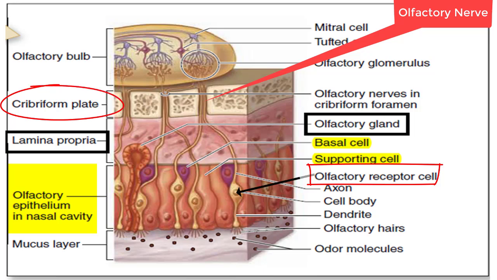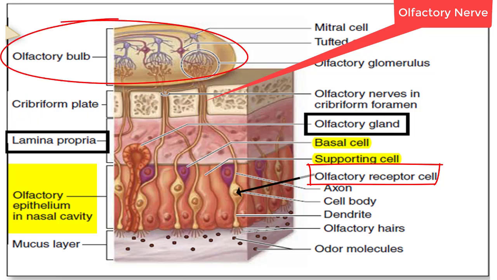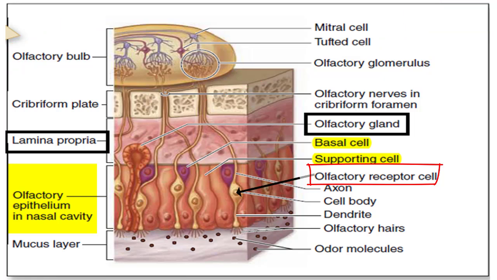After passing through these foramina in the cribriform plate of the ethmoid bone, it sends signals to the olfactory bulb in the brain. There are neurons in the olfactory bulb of the brain as well. So what's actually happening there? The olfactory nerve, your first cranial nerve, eventually synapses with the neurons in the olfactory bulb. So in this way, signals pass from your nose to your brain.